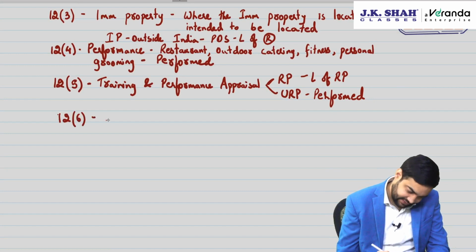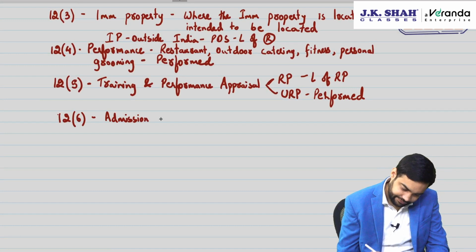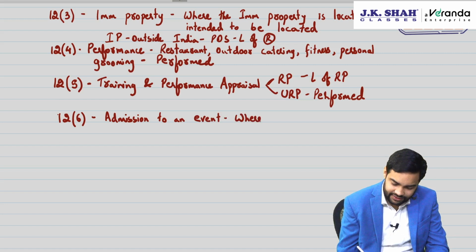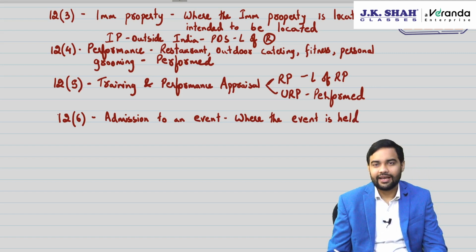Okay, 12.6 admission to an event. Admission to an event, the place of supply will be where the event is held. Wherever the event is held, that will be regarded as the place of supply. There will be no two parts, RPO, RP. Obviously, government would not give you ITC for entry fees.